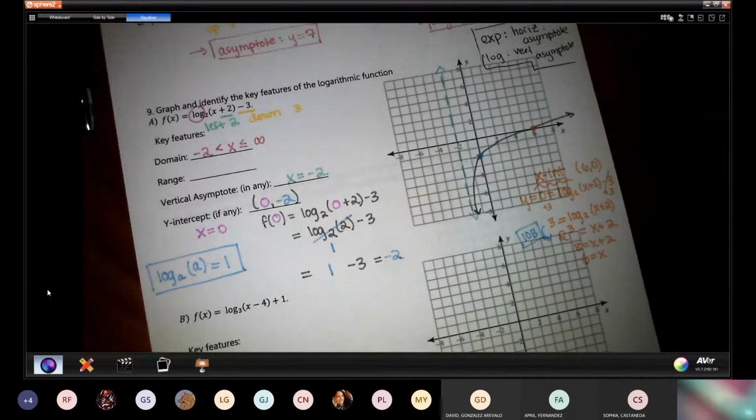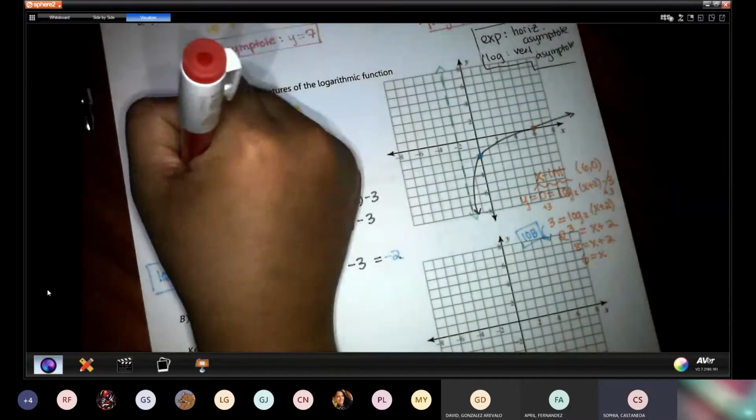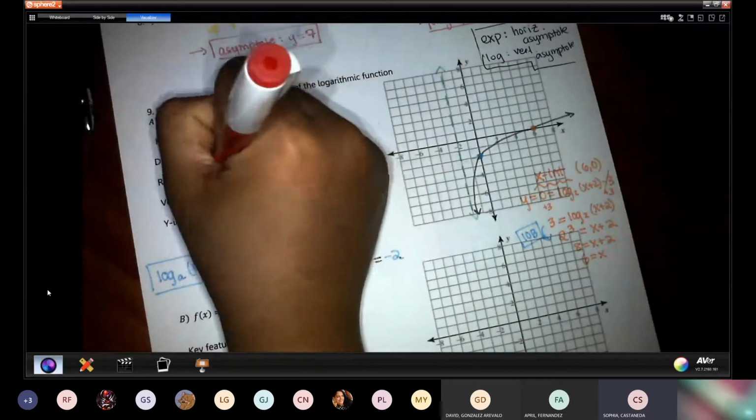Lowest y value, anyone? Why is everyone saying no? Negative infinity. Yes. And what is our highest y value?